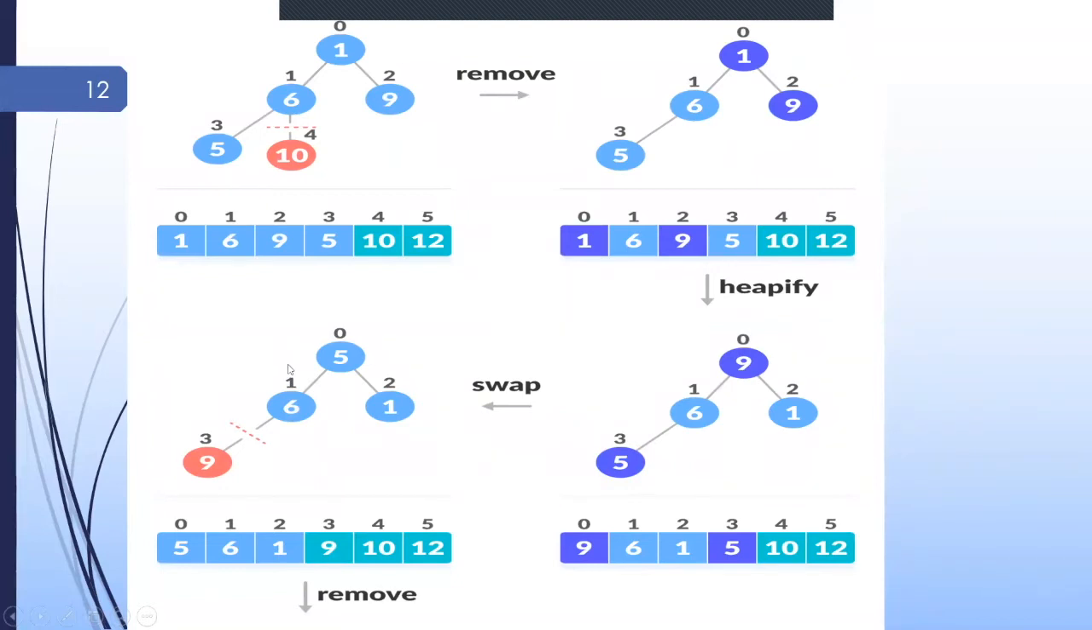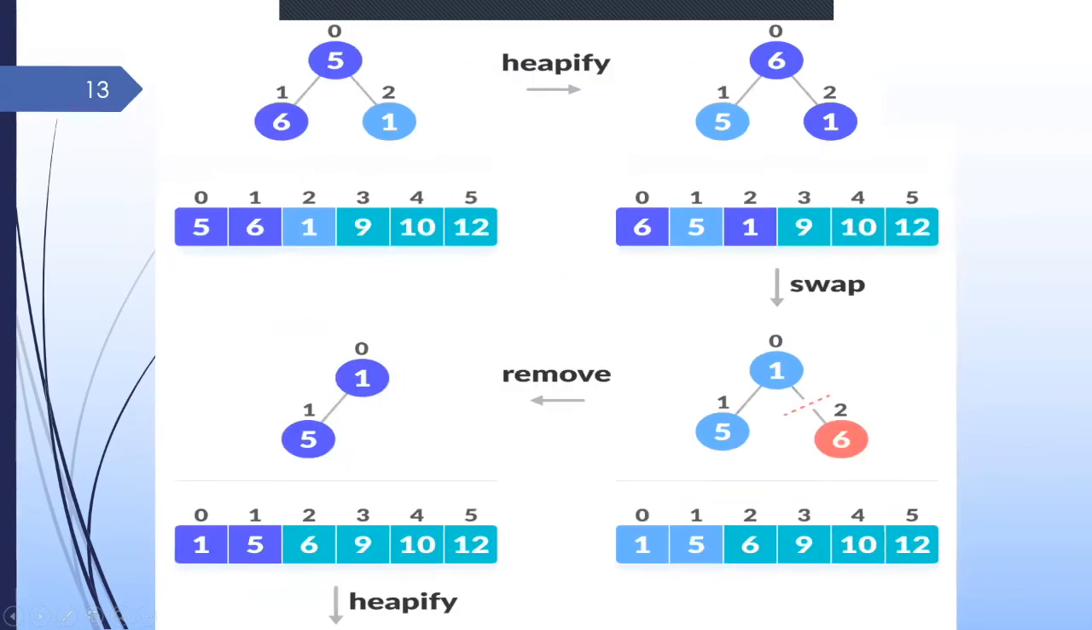So remove 10 and again heapify, and swap 9 and 5. See, 9 is set in its position. Remove 9 and heapify again. Now the root element is 6 and the last element is 1. So swap 6 and 1, and see 6 is set in its position. Remove 6 and again heapify.